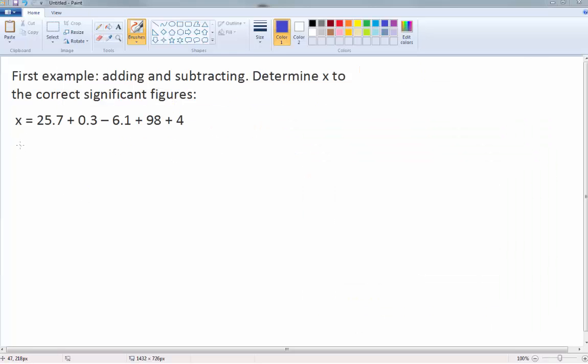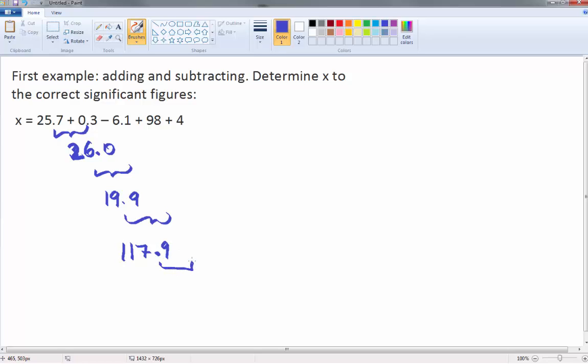So if we go through and add each of these in turn, if you add these two together, 25.7 plus 0.3 would get us 26.0. Then we're subtracting 6.1 from that, so you end up with 19.9. You're adding another 98 to that, so that gets us to 117.9. Then you're adding another 4 to that, and that additional 4 basically gets us to 121.9. So x is equal to 121.9, right? Well, it wants us to do this to the correct number of significant figures. So that's where the real challenge and the problem is.